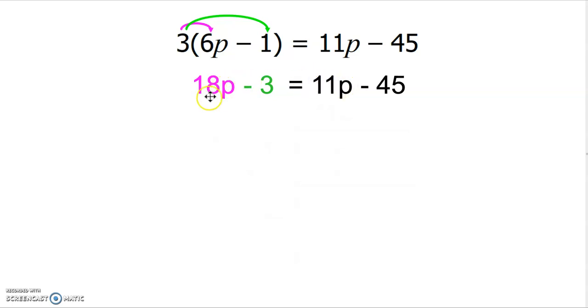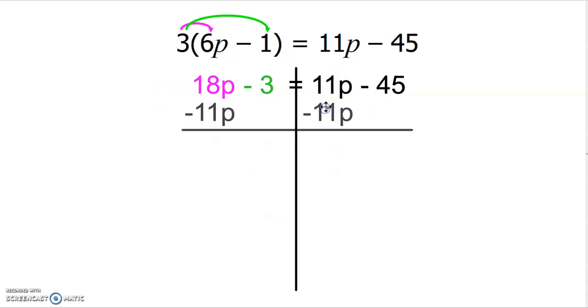Now I have variables on both sides of the equation. I've simplified both sides, so now I need to move the variable term to one side. It doesn't matter which side of the equation you work with. So let's move the 11p over. So we have to cancel it out from the right-hand side by subtracting 11p, and we subtract 11p from the other side to end up with 7p minus 3 equals negative 45. Don't forget to bring down that sign in front of that 45.